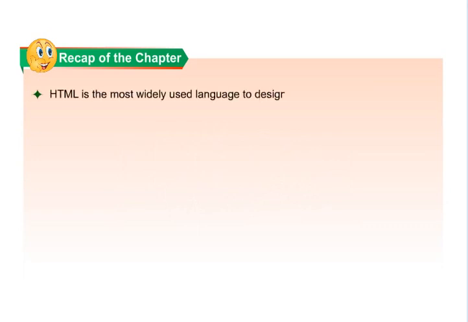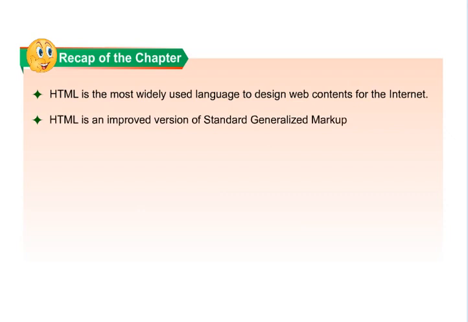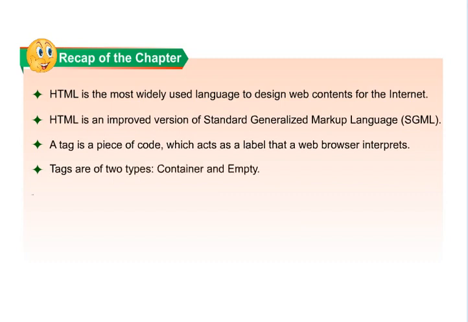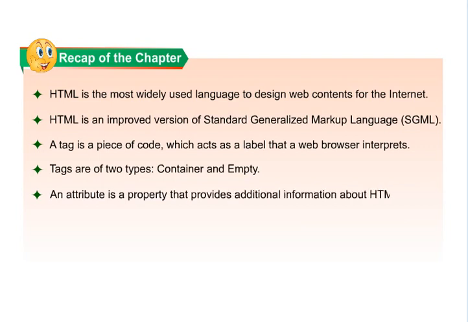Let us quickly glance through the key points discussed in this chapter. HTML is the most widely used language to design web contents for the internet. HTML is an improved version of standardized generalized markup language, SGML. A tag is a piece of code which acts as a label that a web browser interprets. Tags are of two types, container and empty. An attribute is a property that provides additional information about an HTML element.